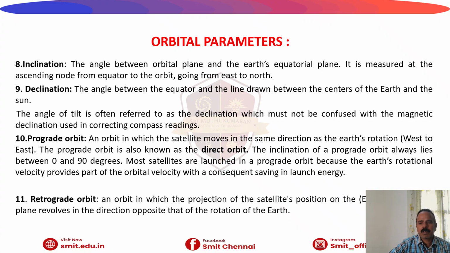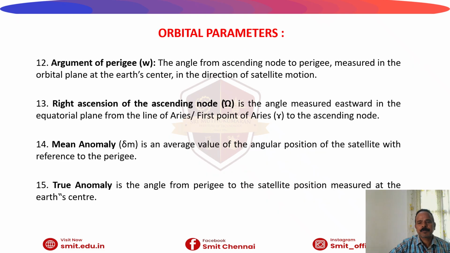It resembles the rotation of the Earth, that is, from west to east. West to east is called prograde. So a prograde orbit is also called a direct orbit. The opposite one is called a retrograde orbit, which moves in the direction opposite to the Earth's motion, east to west, not west to east. So the opposite is called a retrograde orbit.